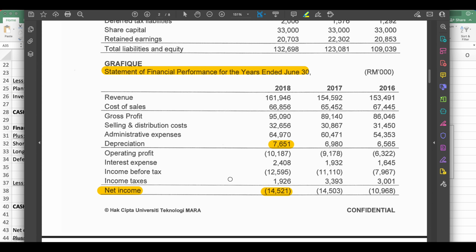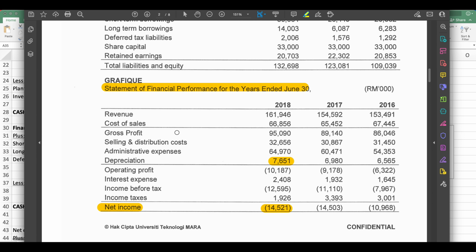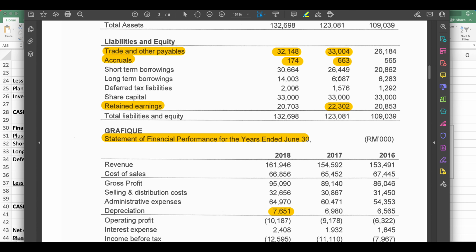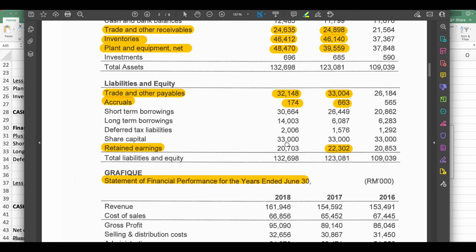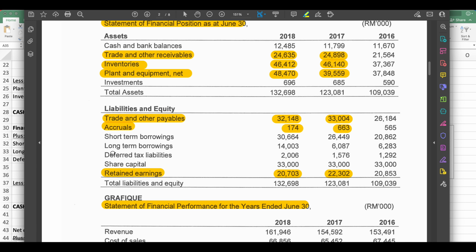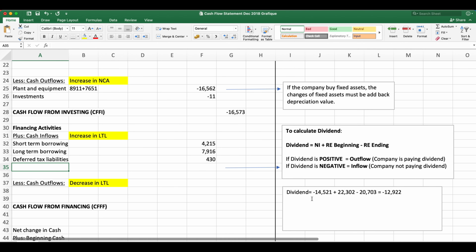14,521. And then we are going to plus with the retained earnings of the beginning year, which is 22,302 for the year 2017. And then we minus with the retained earning of the ending year, which is 20,703, the retained earning for the year 2018. So that's why here we get the dividend negative 12,922. Alright, so please note that if the dividend is positive, meaning to say the outflow, company is paying dividend.